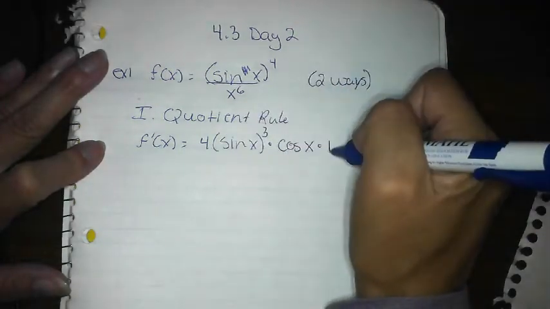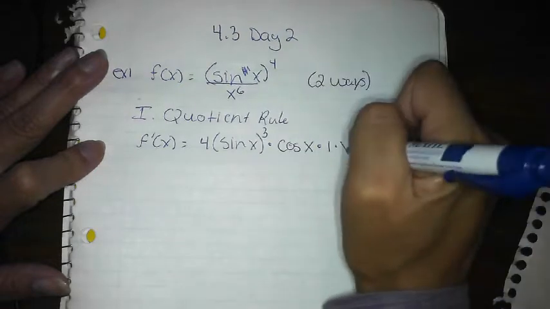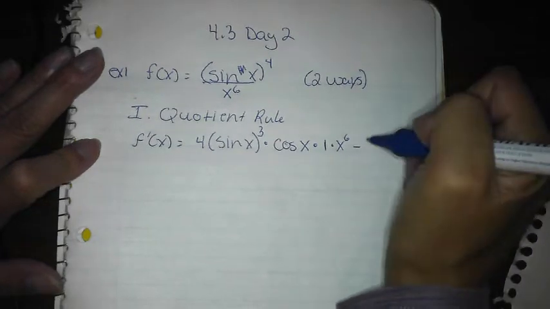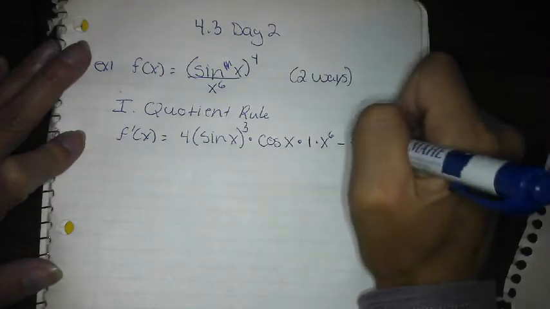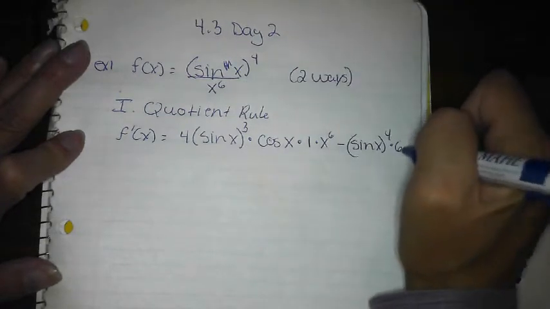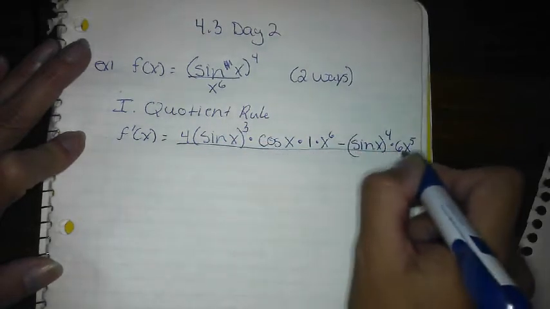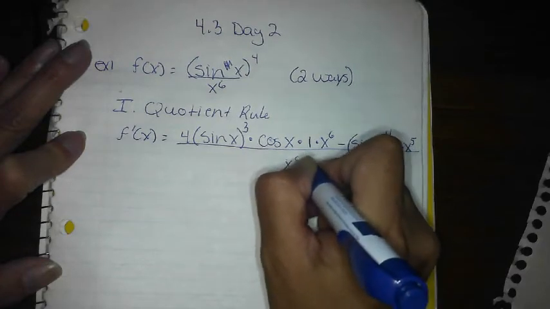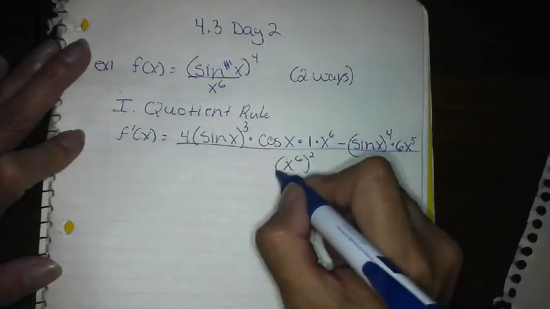So all of that is just u prime. Now we still have to multiply by v. Then we're going to subtract, keep the u the same, times the v prime, which is simply 6x to the 5th. All over bottom squared. X to the 6th squared, which I'm just going to simplify to x to the 12th.